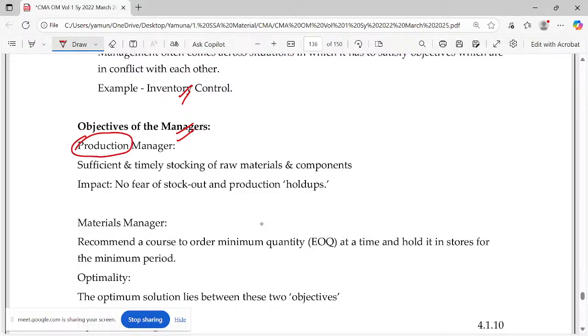In terms of the production manager's view, he will be talking about the sufficient and timely stocking of raw materials. His headache is that one, right? What about the components? How does he hold the stocks? If we talk about the materials manager side, we will be recommending a course to order minimum quantity, how much is going to be ordered and all.